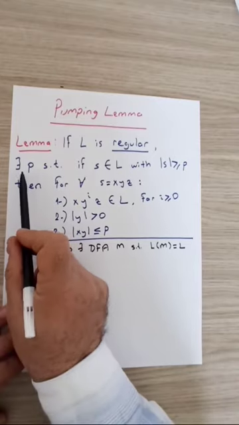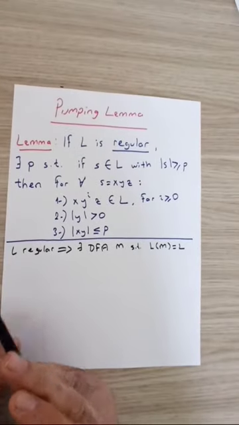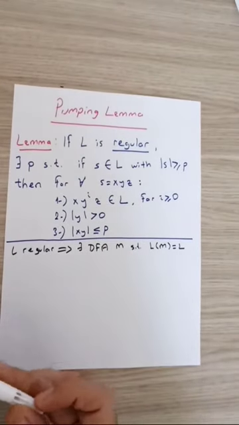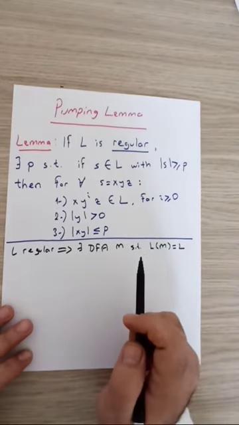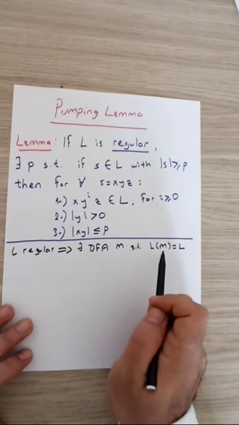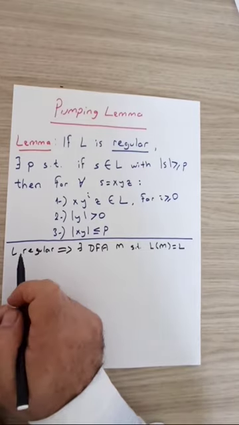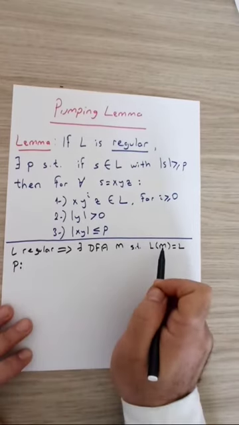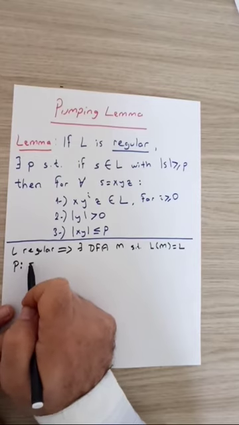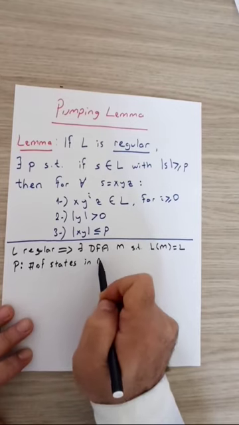Now, our next statement says there exists a positive integer p such that the following is satisfied. Now, we will pick p as a fixed number that depends on this supposedly existing DFA M. So let's pick p, the pumping length, to be the number of states in M.